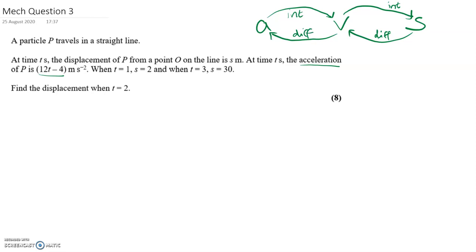Okay, so we've been given an A expression here, and we've been told some initial conditions. When t is 1, s is 2, t is 3, s is 30. Find the displacement, which is s, when t is 2. So we need an expression for s in terms of t. We need to integrate to get one for v first, and then integrate again to get one for s.